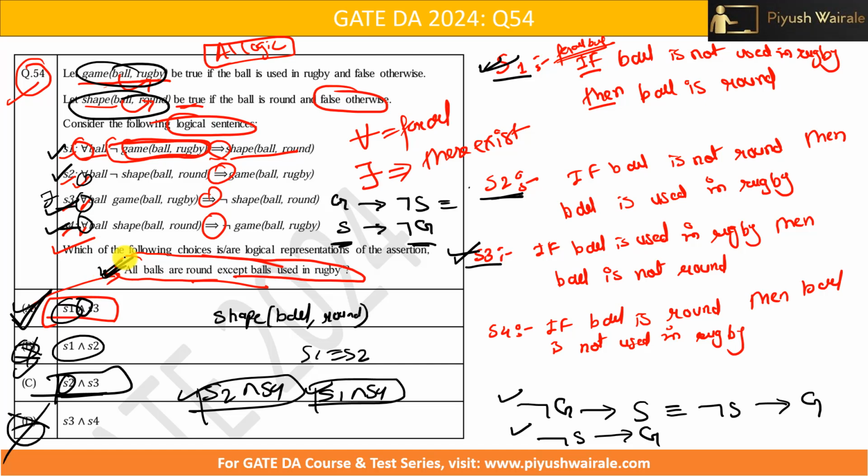So I hope you understand this particular question. Okay. So here you can see if ball is not used in rugby, then we can say the ball is round. But if ball is used in rugby, then we can say ball is not round. Also, we can try to combine these two statements S1, S3 logically. Okay. I hope you understand this particular concept.